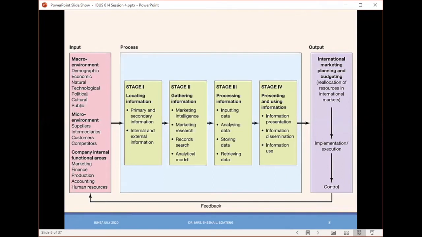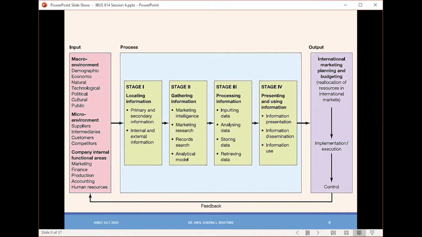So by breakdown, using the diagram that we currently see on our screen, the international marketing information system involves three main levels. The first level being the input stage, where we are talking about the variety of sources of information that we need to be able to make adequate global marketing decisions. And these can come from the macro environment and the micro environment, both of which are external to the organization, as well as the company's own internal functional areas, including marketing, finance, production, accounting, and HR.